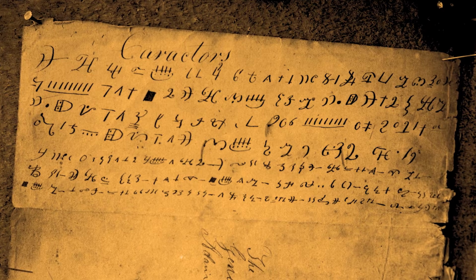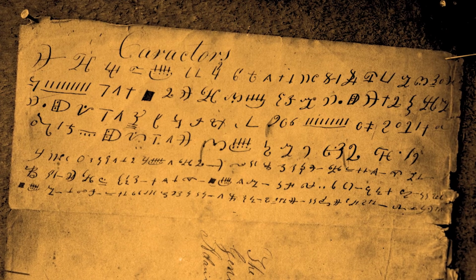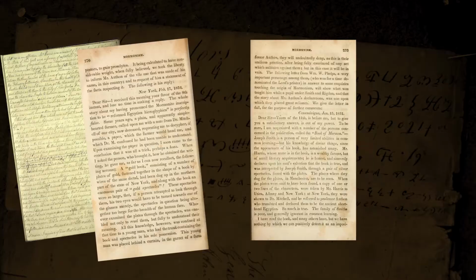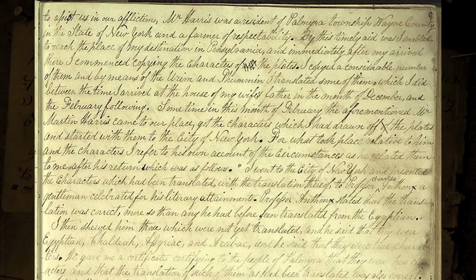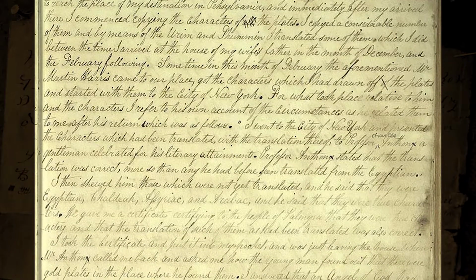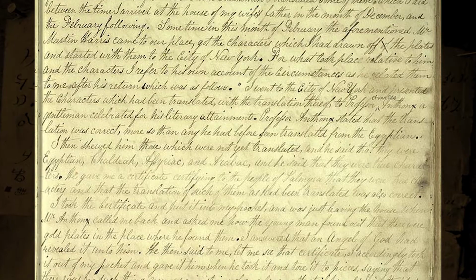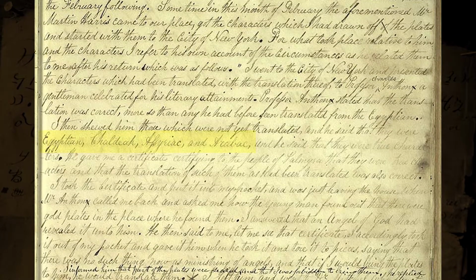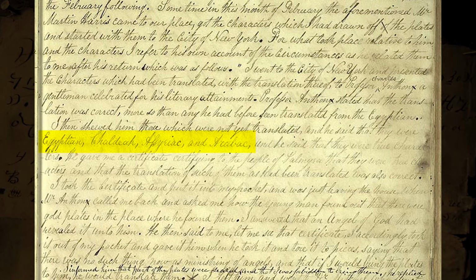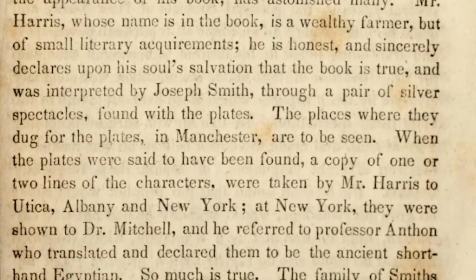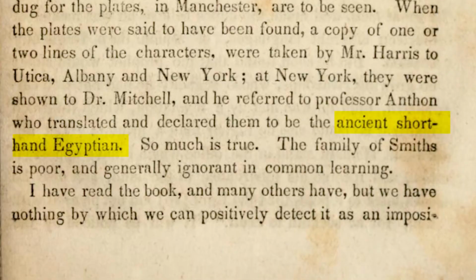A description of the characters shown to Mitchill and Anthon by Martin Harris has come through several sources, though unfortunately none from Mitchill himself. In his 1838 history, Joseph Smith quoted Harris, quoting Anthon, as determining that the characters were Egyptian, Chaldaic, Assyriac, and Arabic. In a letter to Eber D. Howe, dated January 15, 1831, early Latter-day Saint convert and printer W. W. Phelps portrayed Anthon as describing the characters as ancient shorthand Egyptian.